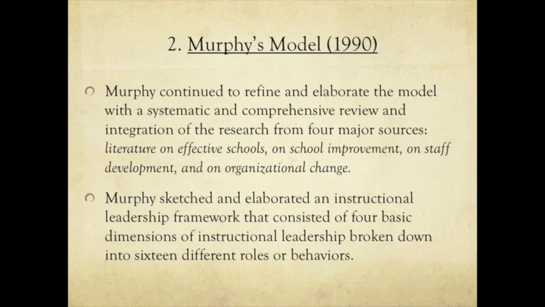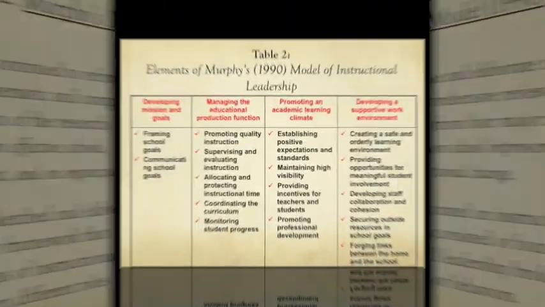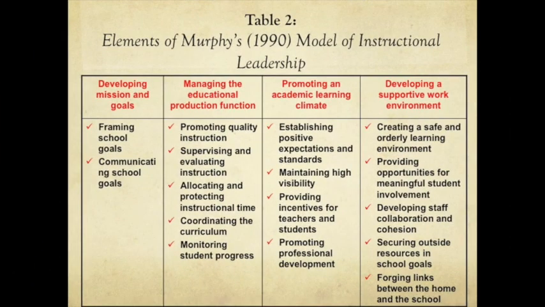The second model is that of Murphy in 1990. Murphy continued to refine and elaborate the model with a systematic and comprehensive review and integration of the research from four major sources: literature on effective schools, on school improvement, on staff development, and on organizational change. Murphy sketched and elaborated an instructional leadership framework that consisted of four basic dimensions of instructional leadership broken down into 16 different roles or behaviors.